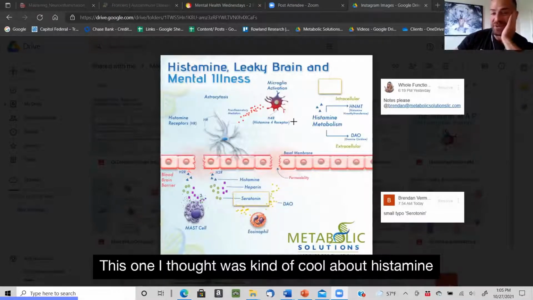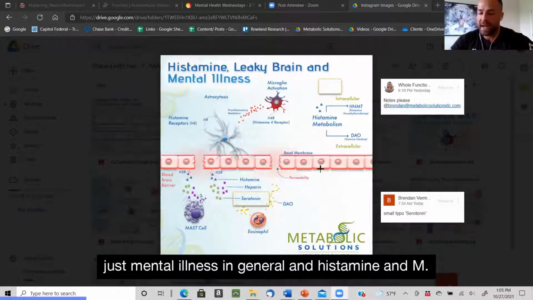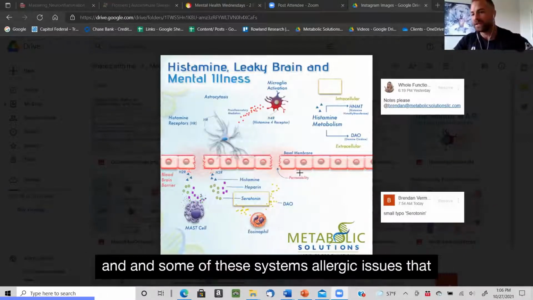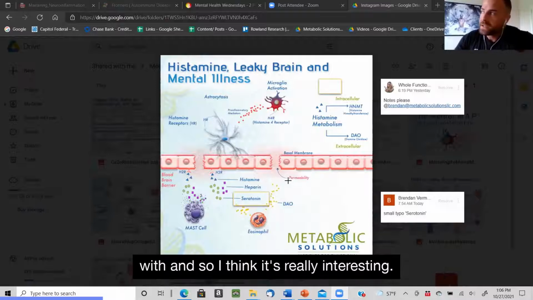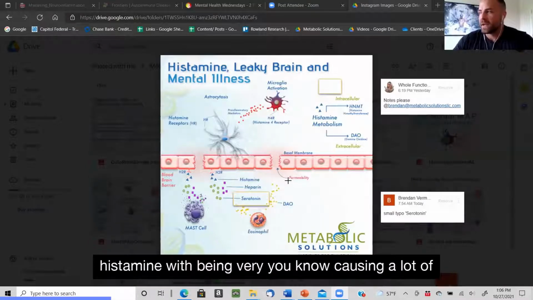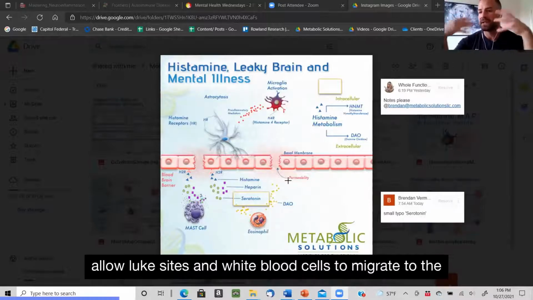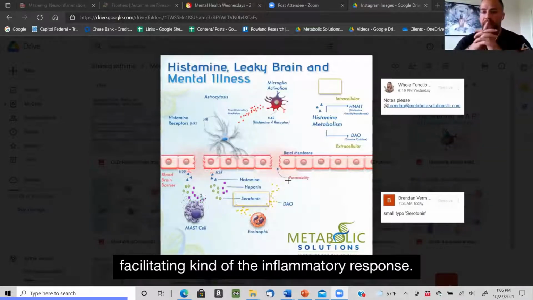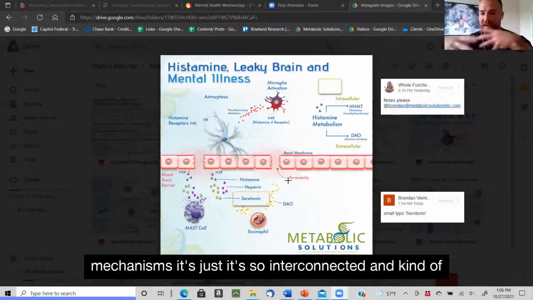But this one I thought was kind of cool, about histamine, leaky brain, and mental illness. With mental illness in general, and histamine and MCAS, I know a lot of you are very astute to MCAS and some of these histaminergic issues that can arise in a lot of the cases we work with. I think it's really interesting. I had the basic understanding of histamine causing a lot of vasodilation and opening up blood vessels to allow leukocytes and white blood cells to migrate to the source of inflammation, facilitating the inflammatory response. But the deeper I dig into these mechanisms, it's so interconnected and kind of fun and complex.